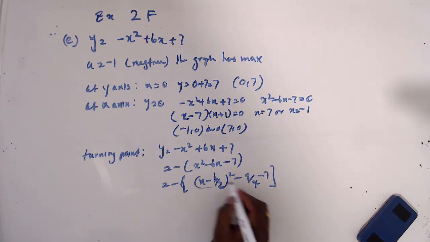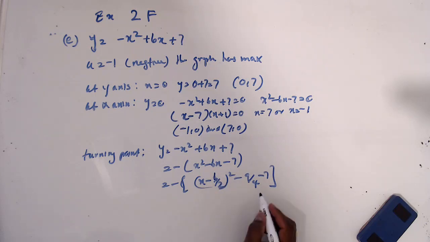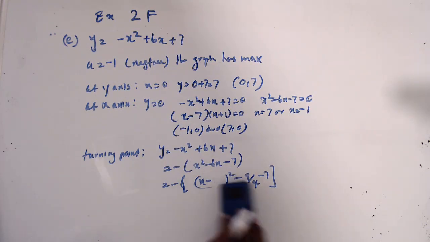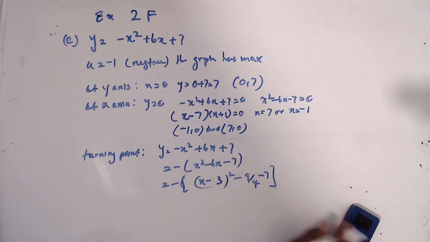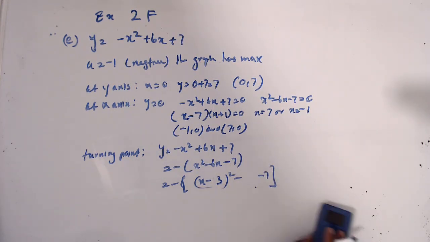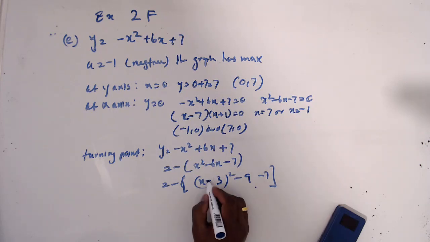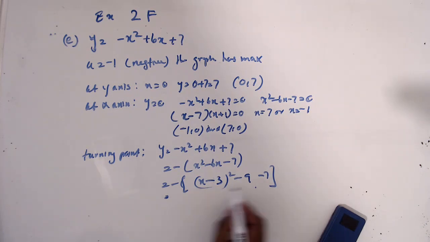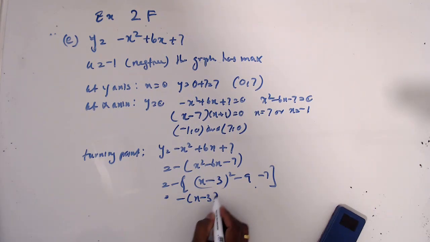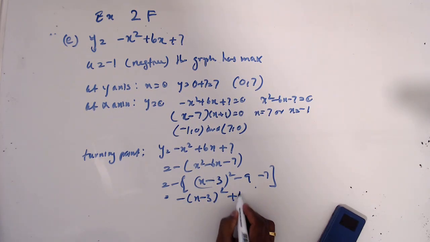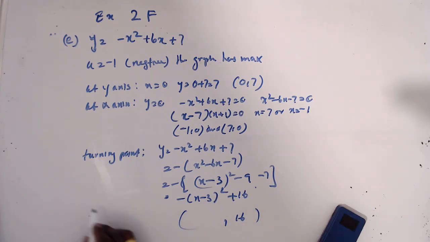This is 6 over 2, which means 3 actually. 3 squared is 9. So this is going to be minus (x minus 3) squared plus 16. So the coordinate of the maximum point is 3, 16. X minus 3 equals 0, x equals 3. Now we can sketch the graph.